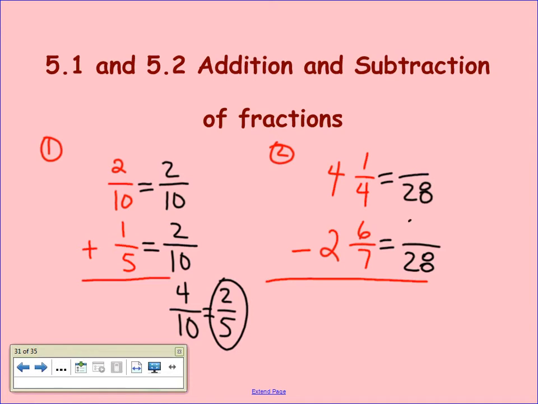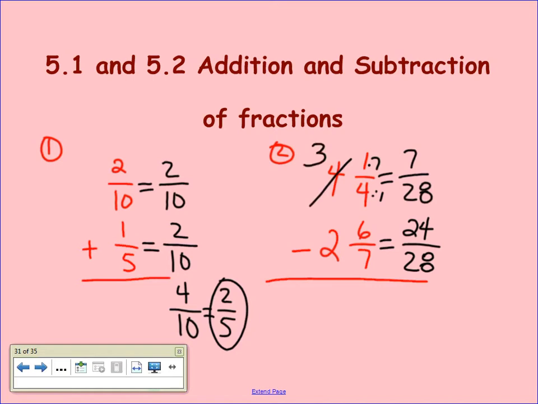Whatever I do for the denominator, I do in the numerator. So that's 6 times 4 is 24. 4 times 7 is 28. So 1 times 7 is 7. Okay, the issue here is we have to then look at our subtracting. 7 minus 24, that's not possible. So we are going to have to borrow from our whole number.